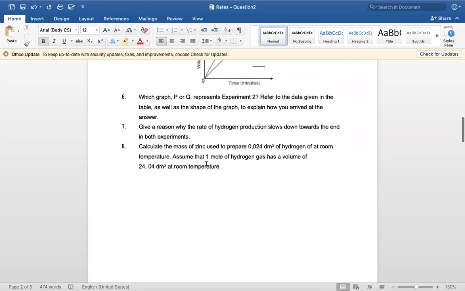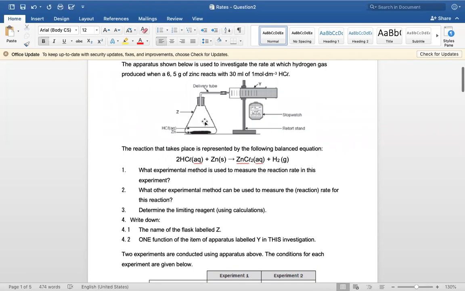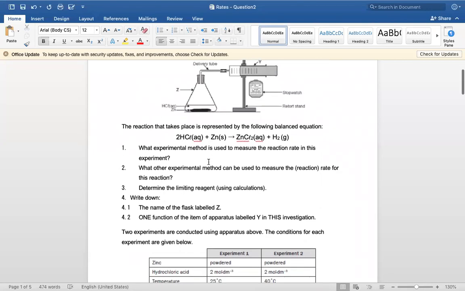So just to look at this question again, we see that they can ask you mass or volume. Instead of giving you the reaction experiment, they can even give you a graph. They can start off with a graph. But in this question, they gave you the equipment, they gave you the equation, then they asked you questions relating to the rate.